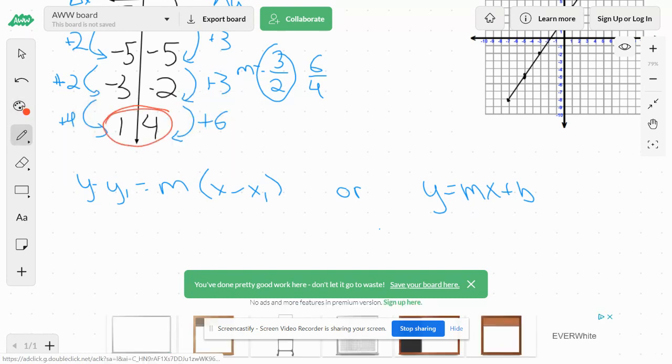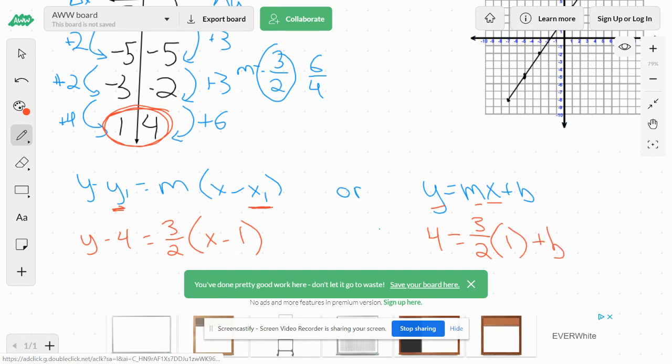So I'm going to choose this one. It seems like the easiest point to work with. And that's going to be my x and y, or in the point-slope form, x1 and y1. So I could do y minus 4 equals slope, which I saw was 3/2, times x minus 1. Over here, I would plug the x and y in. I would plug 1 and 4 for x and y. And I can also plug 3/2 in for m. So I would have 4 equals 3/2 times 1 plus b.